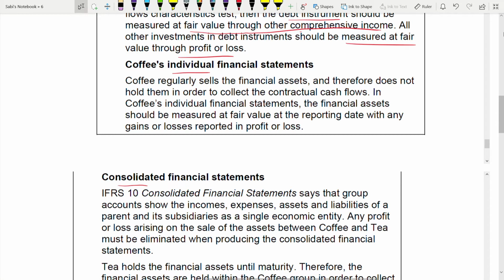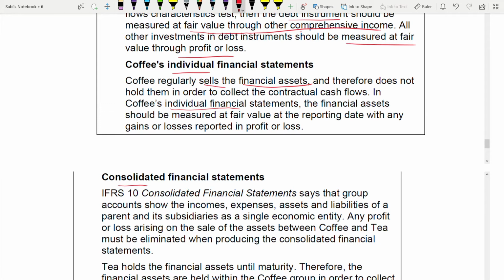So if it is individual, meaning in Coffee's individual financial statements, how is he going to recognize these financial assets? Coffee regularly sells the financial assets and therefore does not hold them in order to collect the contractual cash flow. That means he regularly sells it. He's not holding it to collect contractual cash flow. Contractual cash flow means the interest and the principal amount, right? So because of this, in their individual financial statements, how are you going to measure the financial assets out of the three methods? Can you measure it at amortized cost? No, because you're not holding it until maturity.